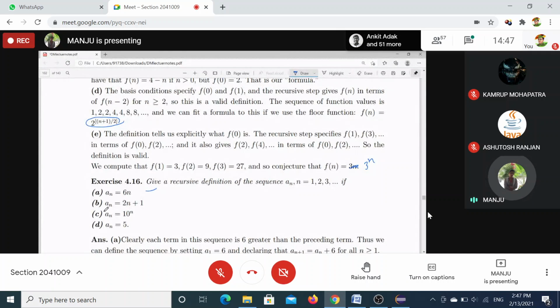That is, you need to give the recursive definition for the given sequence. So fn, an, anything you can represent it. It is given as the explicit formula. From the explicit formula, you need to give the recursive definition. That is the opposite of this one.